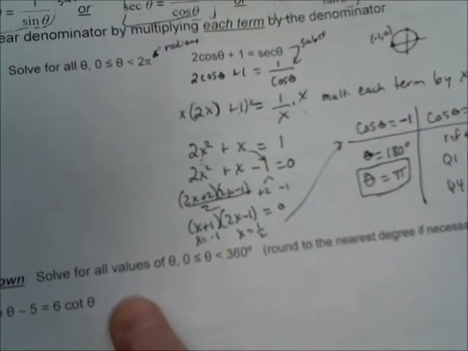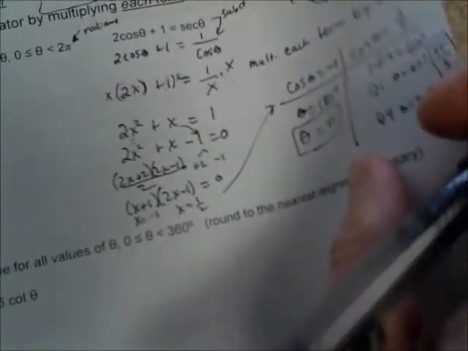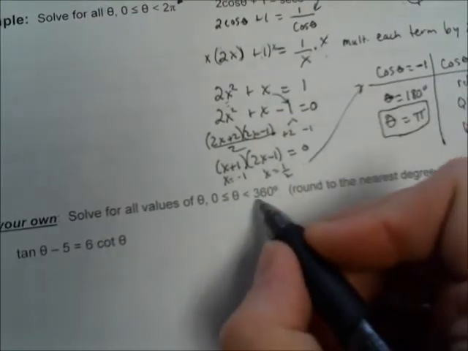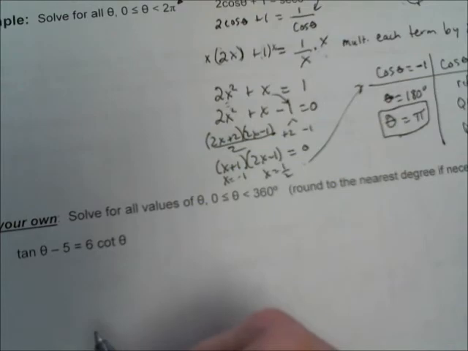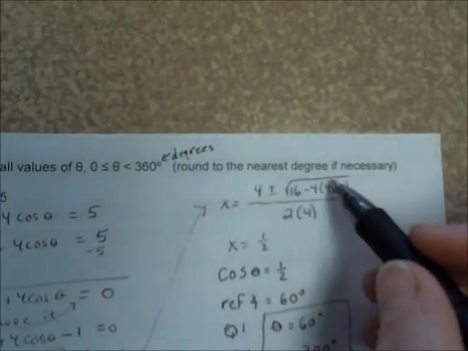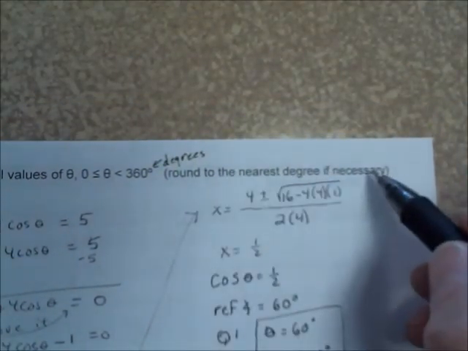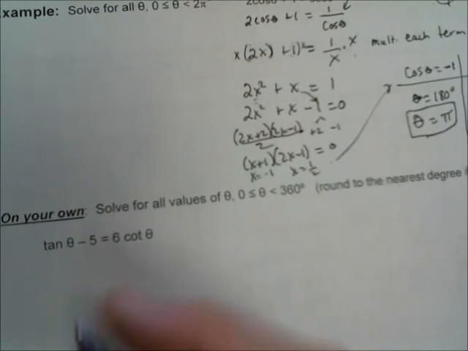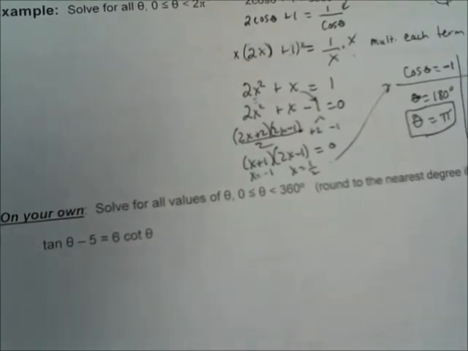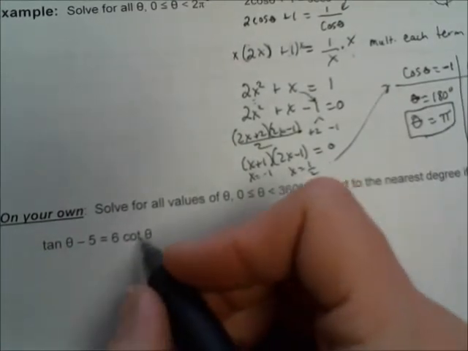Now this next one, I would like you to shut the video off and do this one on your own. I want you to solve this in degrees, and you need to round to the nearest degree if necessary. Up here, you didn't need to round it. I'm not sure why these instructions were up there, but this one it looks like you might have to. If you want to shut it off and try it yourself, that would be great. Otherwise, you can just watch me do this.